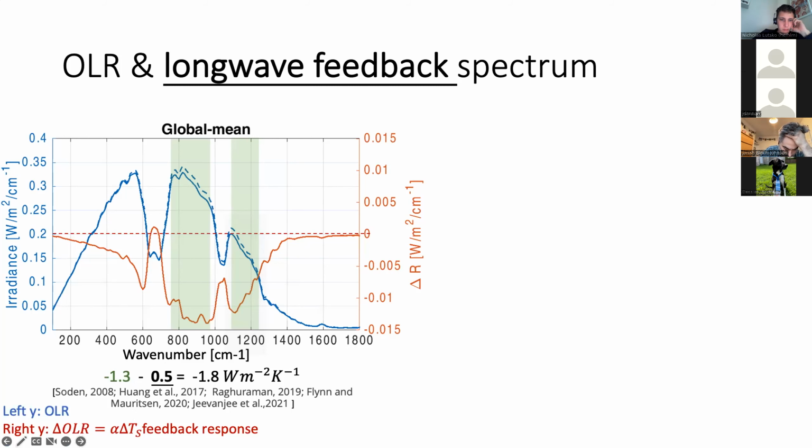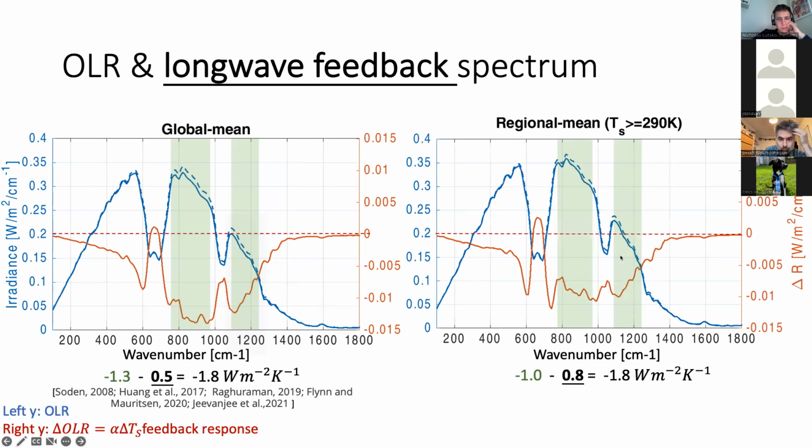So to test if this is true, we show the mean feedback for areas that are warmer than 290 Kelvin, which corresponds to roughly 40% of surface area on Earth. In this region, feedback in the window channels has been reduced compared to the global mean, but the total feedback remains the same. This is because the atmosphere feedback becomes more stabilizing, to -0.8, and becomes comparable with the surface term. Therefore, the atmosphere feedback is quite critical in a warming climate, and it's important to know why it is a stabilizing process.